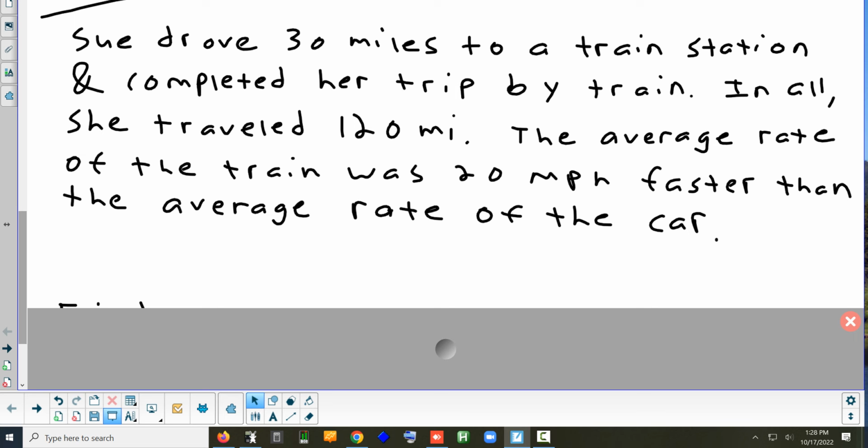Now, there are two things that we don't really know involving the two modes of transportation. Can anybody tell me what's something that we don't know here regarding the car and the train? Right. We don't know their speed. So what we're going to have to do is pick a variable for one of them, but we do know the speed relative to each other. We know the train was 20 faster than the car.